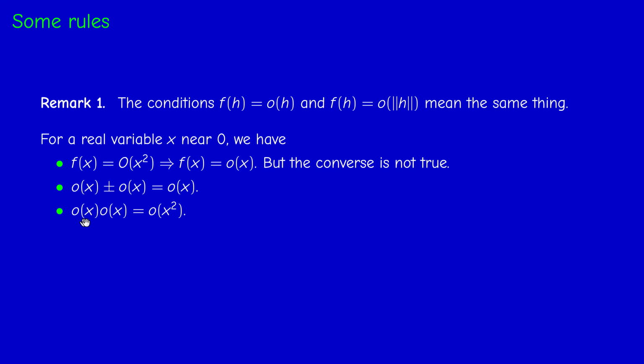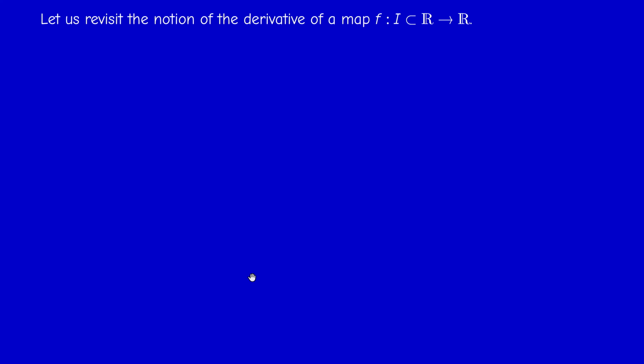And if I multiply two small o of x by themselves, I get small o of x squared. Straightforward. And big O of x plus big O of x is big O of x, minus same thing. And big O of x times big O of x is big O of x squared. These are really straightforward to check, and they are very convenient because they can simplify lengthy computations. So having said this, now we move to the definition of differentiability of a map.